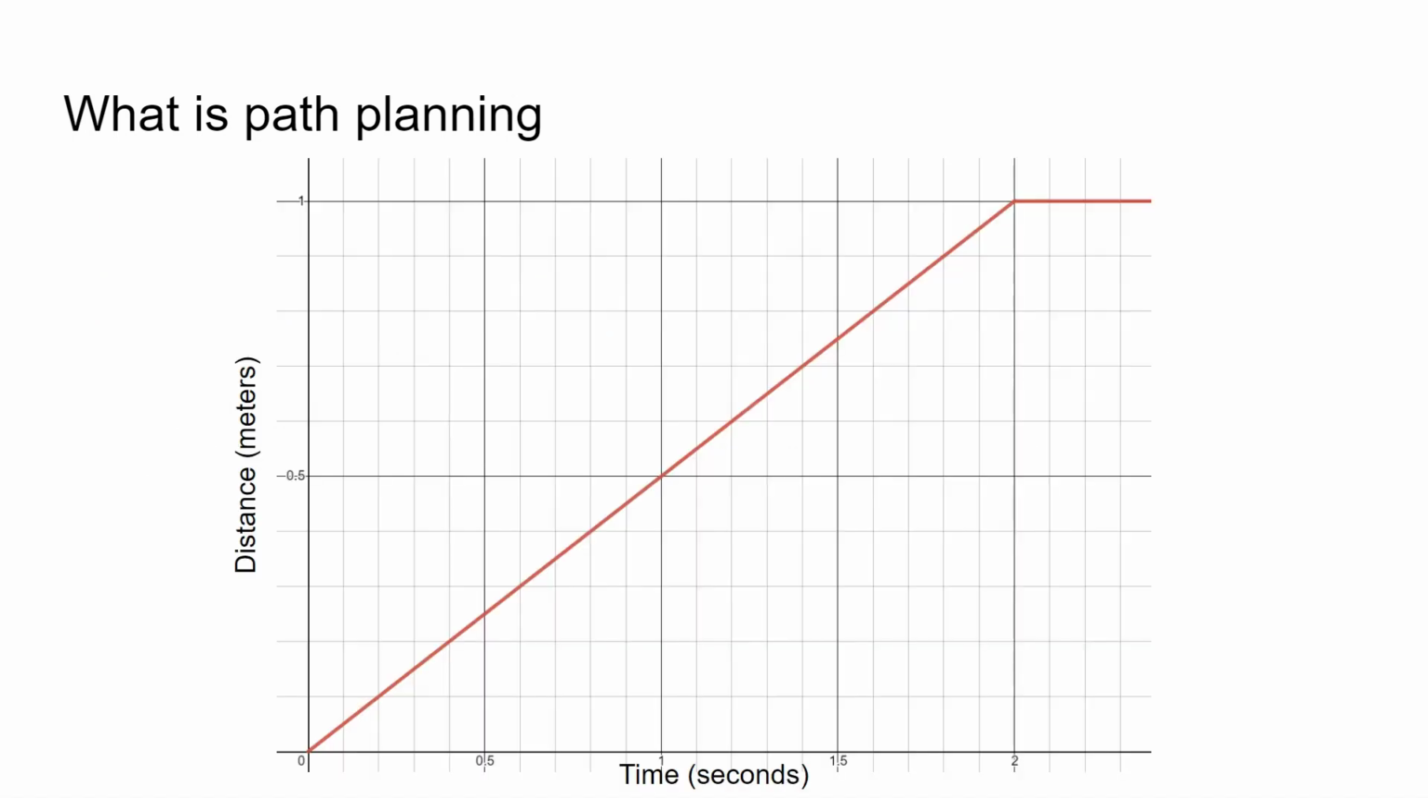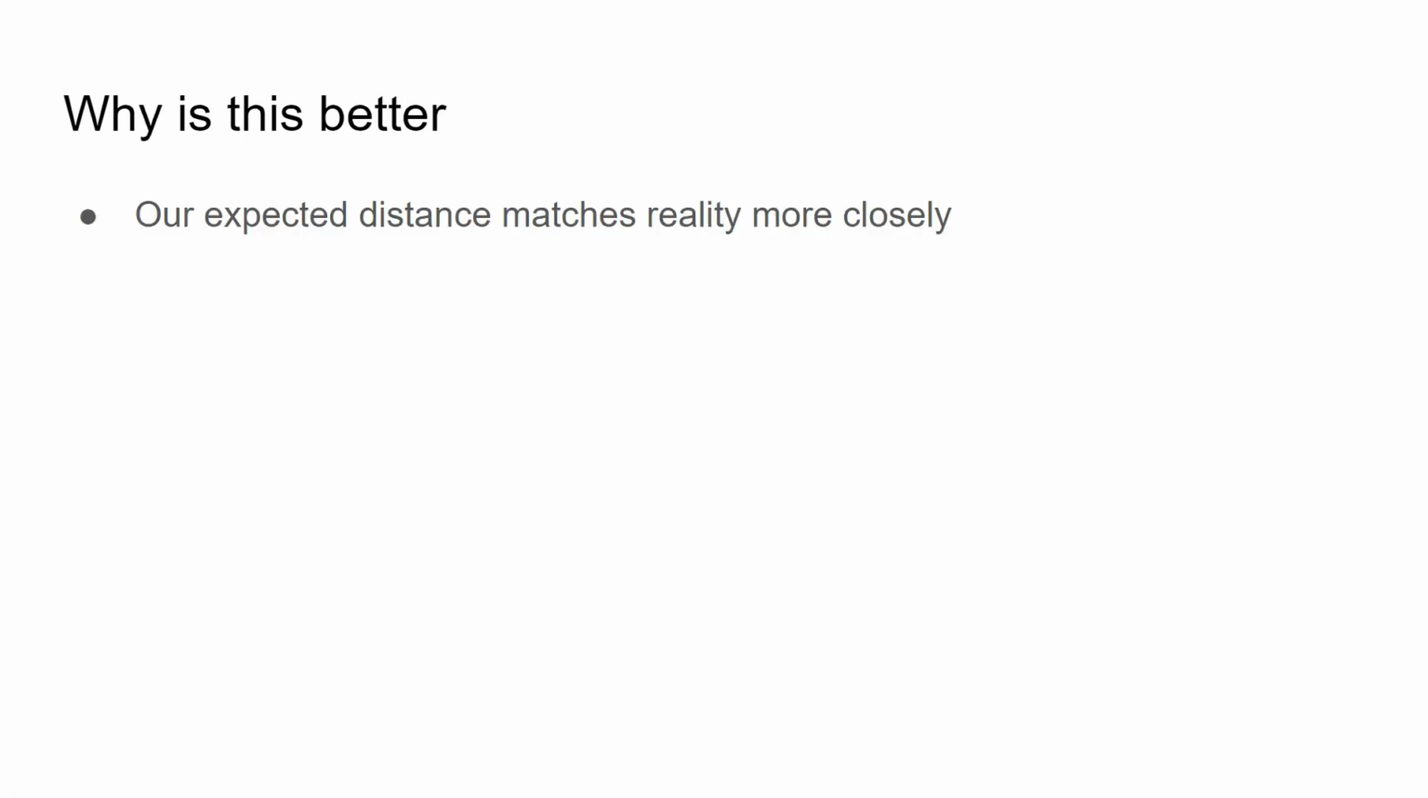Well, you can make this nice graph here where you see on the x-axis we have time that's elapsed, and on the y-axis we have distance that we expect to have traveled. Okay, and as you can see, when it reaches 2 seconds, it levels out, stays at 1. Fantastic. Why is this better?